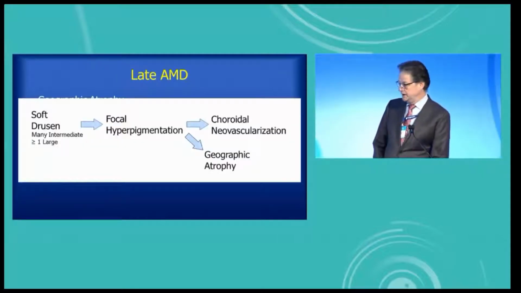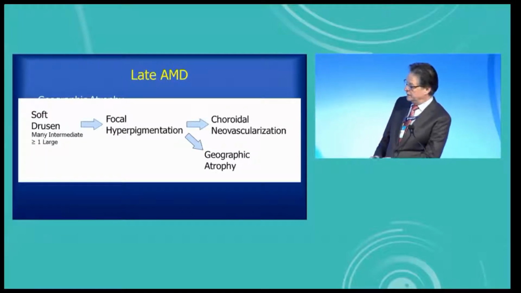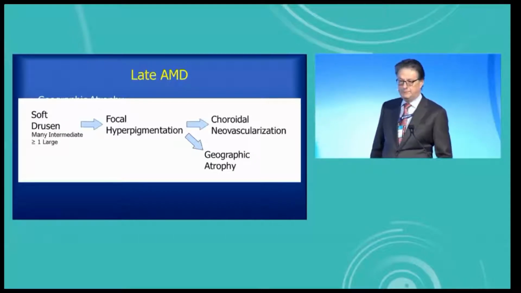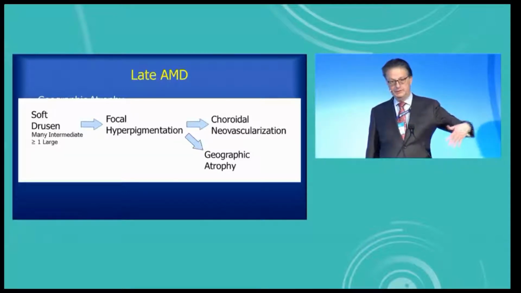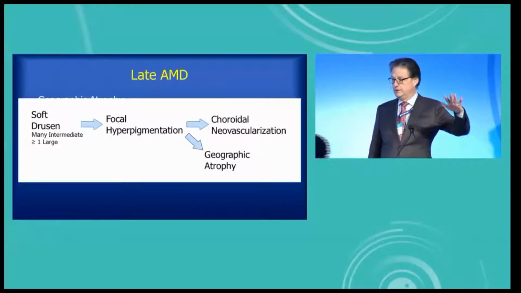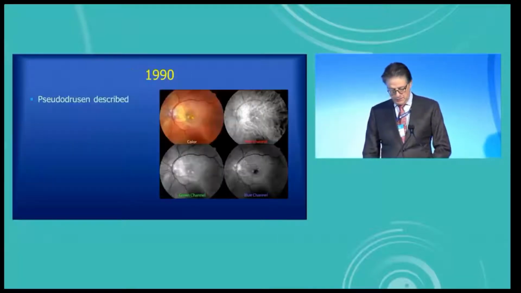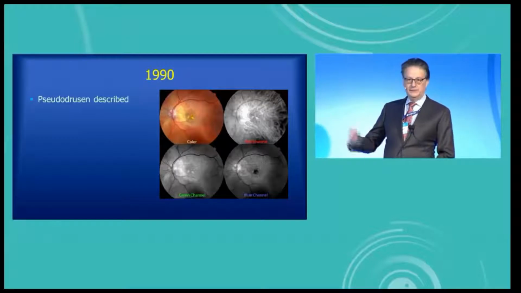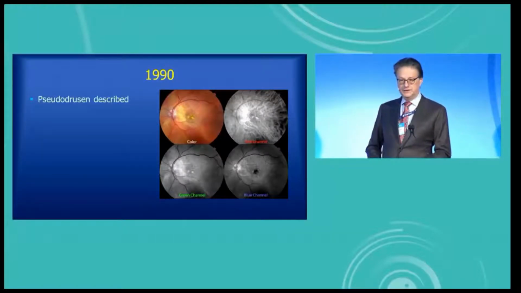So in 2008, the AREDS group published a paper in which they said that this was the kind of flow diagram of what happened in age-related macular degeneration. You had either many intermediate drusen, one or more large drusen that went to focal hyperpigmentation, from focal hyperpigmentation to geographic atrophy and choroidal neovascularization. But concurrently, and even before that, there were many things that were described that weren't included in that classification system.